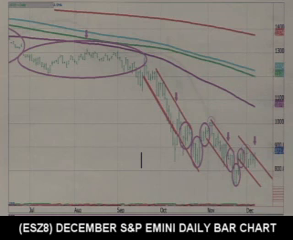Okay, traders, what we're looking at now is the S&P December daily bar. You've seen this chart before. This is what was drawn on my whiteboard a moment ago. I just wanted you to take a look at it up close for yourself.